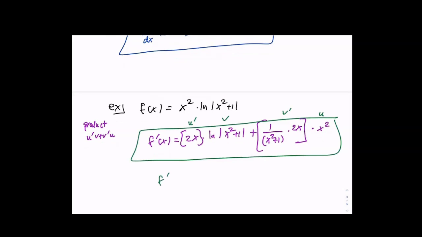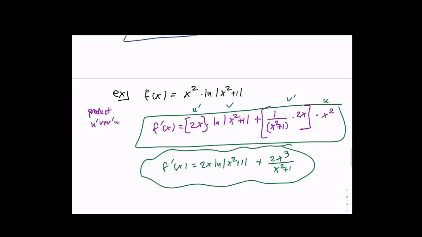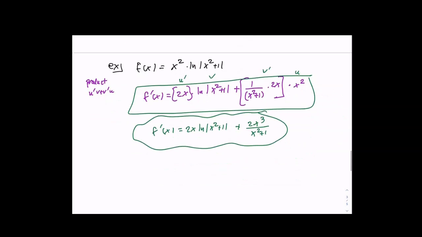Of course, we can clean it up and say f prime of x equals 2x natural log absolute value x squared plus 1 plus 2x cubed over x squared plus 1. A lot of this just comes down to making sure you're practicing.